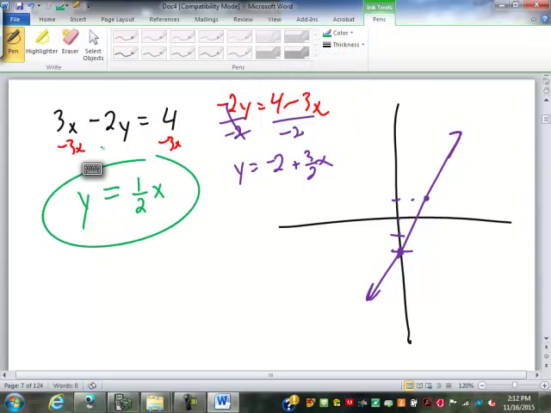This one, where do I start? It's kind of confusing because there's no plus or minus, but that means I start at 0. And from there I go up 1 over 2 right there. So my solution is 2, 1. What do you think?